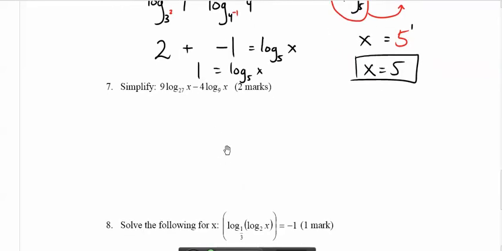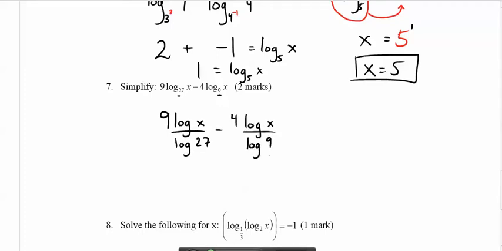To simplify number 7, because I have two different bases for the logarithm, I'm going to use a change of base. So this is the same as log x over log 27. And log base 9 of x is the same as log x over log 9. I know that 9 and 27 are both powers of 3. So I'm going to rewrite 27 as 3 to the power of 3, and I'll write 9 as 3 squared.